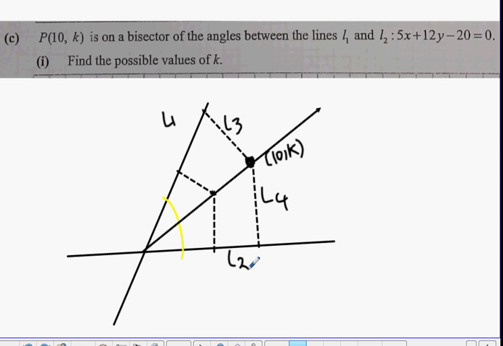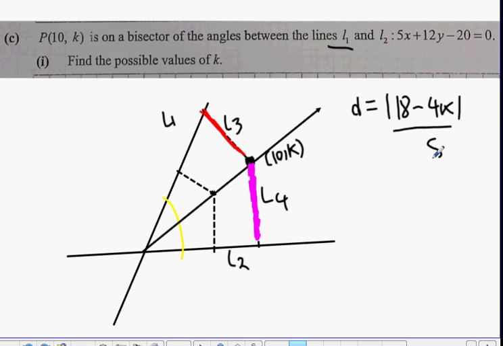What does that mean for any point on the bisector? Its perpendicular distance will be the same to both of them, won't it? So basically, the red line is the same distance as the purple line. Everybody cool with that? Because it's on the bisector. Now, we already did that to L1, didn't we? That was the last question. What was our answer? 18 minus 4k over 5. The distance of 10k to the line L1. We've already done that. Now we've got to do the distance of the point 10k to the L2.